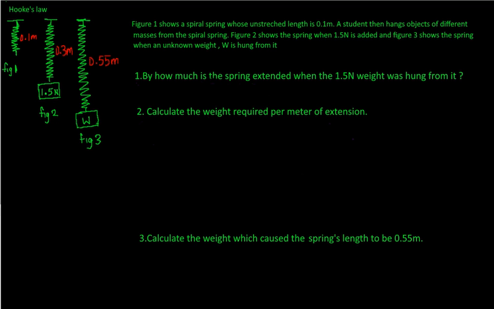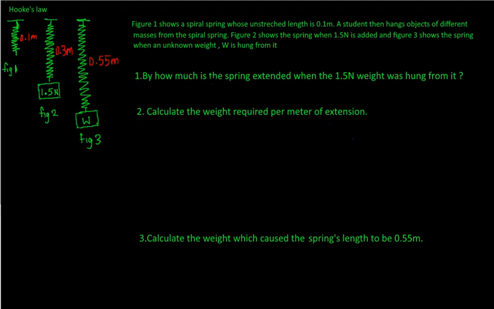Now let's check the figure here. The first figure, figure 1, is an unstretched spring. That means no weight is added to it. And figure 2 is a stretched spring with 1.5 Newton added to it. And figure 3 is also a stretched spring with an unknown weight added to it, and it is stretched to 0.55 meters.